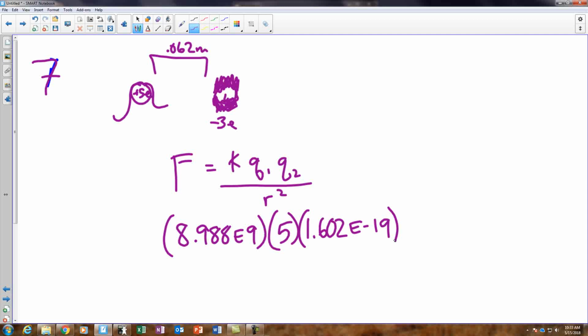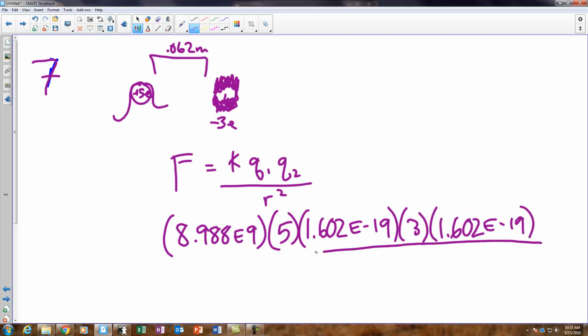But I also have to multiply by the boy's charge. Now, it says negative 3e. It does not matter if you leave it negative or not when we're deciding the value of the force. Because if it's negative, it just means that they're being attracted. If it's positive, it means they're being repulsed. And so my force would have to counteract that. Direction isn't going to matter. So I'm just going to put a 3. Feel free to put a negative 3. It doesn't matter. 1.602 E negative 19 again. All of that gets divided by 0.062. I'm going to rewrite that.